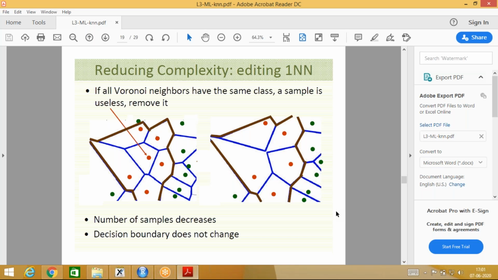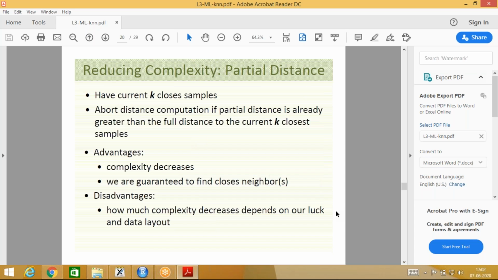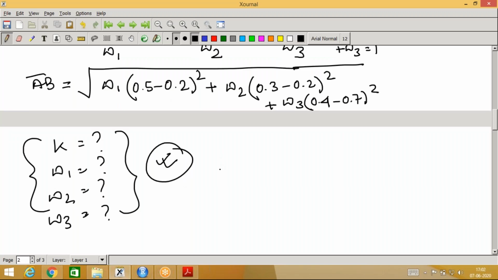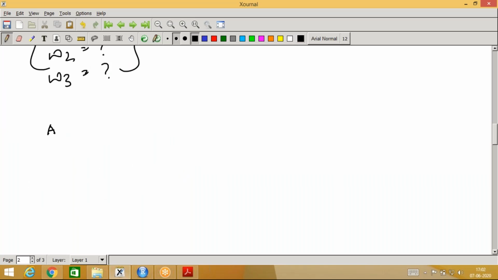That is number 1. Number 2, it does not calculate the whole thing. Let's say there are 10 features. Features means X variables. Let me go back to here. Let's say I am trying to measure the distance between A and B, and I am doing a 3NN. 3NN means I have to find out the closest 3.